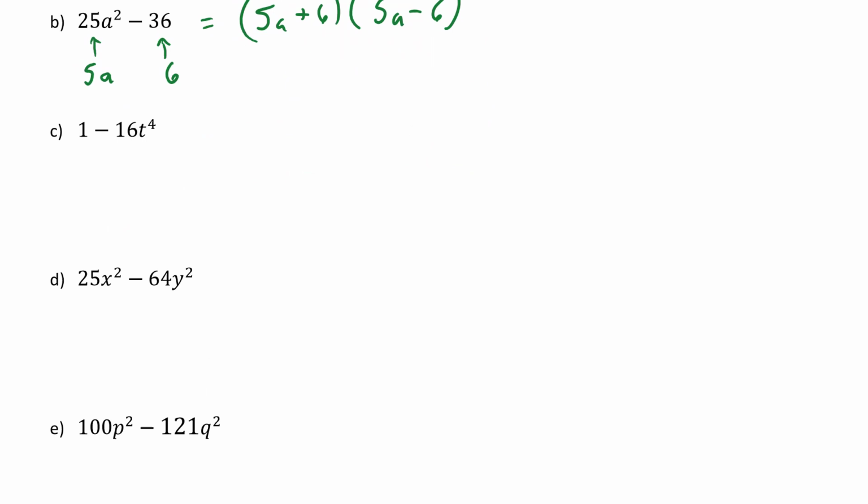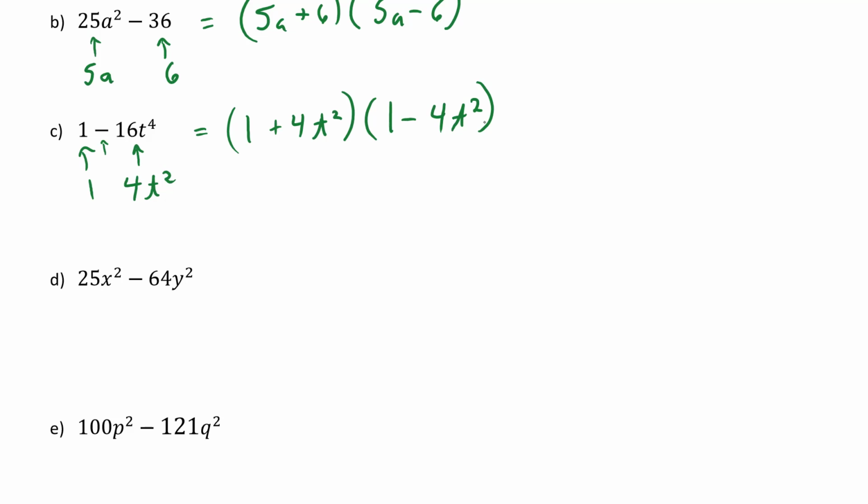What about C? C looks like a challenging one. How would we do that? Well, we can see here, this is a difference. We have subtraction here. We have the square root of this. Square root of 16t to the 4 is going to be 4t squared. What about the 1? What do we do with that? What's the square root of 1? Just 1. Be careful of that. This gives me 1 plus 4t squared times 1 minus 4t squared. See how that works?